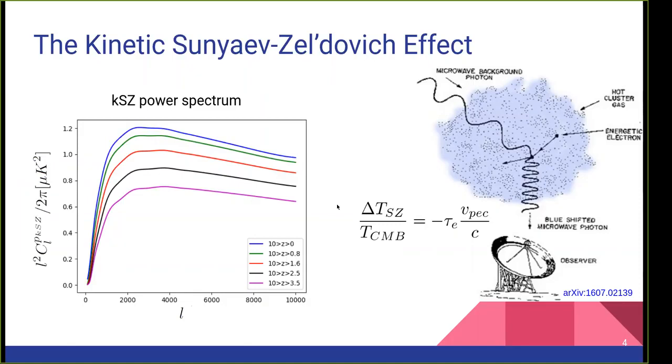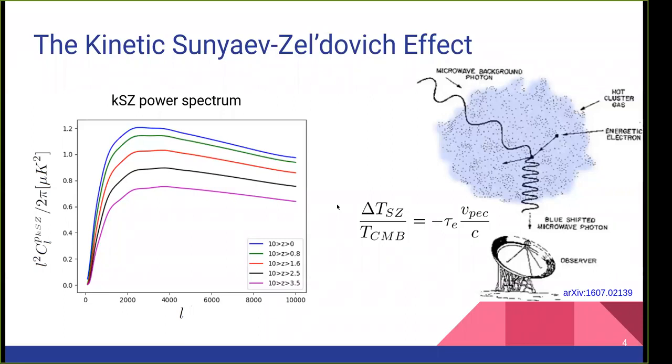The diagram on the left basically shows the KSZ autocorrelation power spectrum. Even though I said that we can't isolate the signal in particular redshift bins, what we can do is get a sense of how much KSZ signal is contained in the HIRAX redshift range.